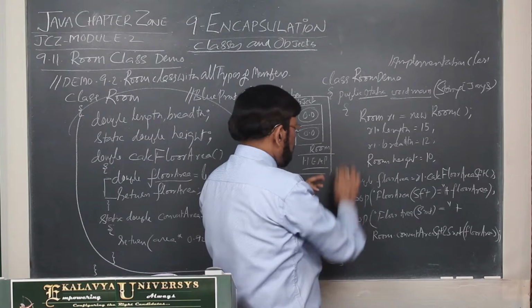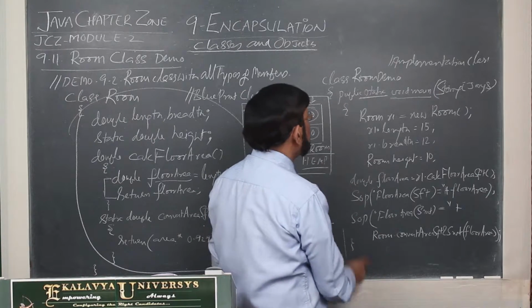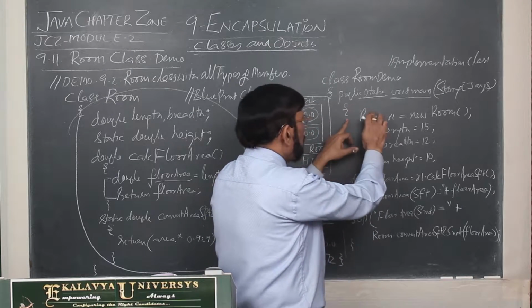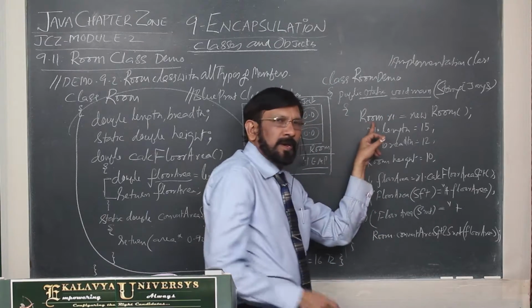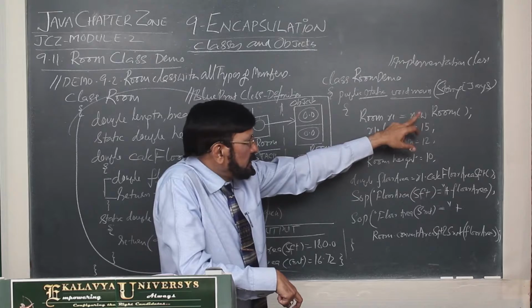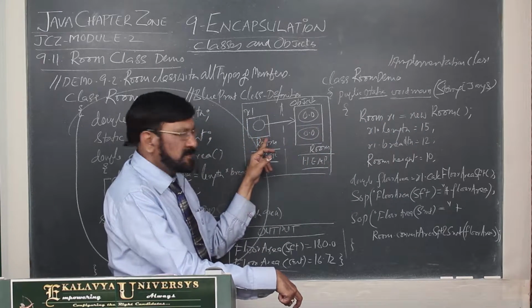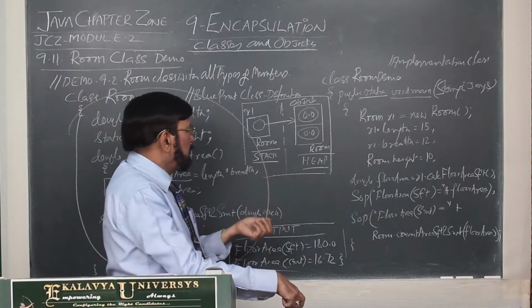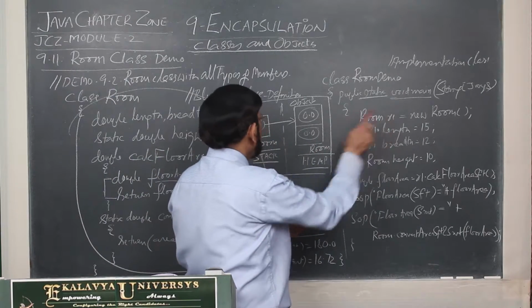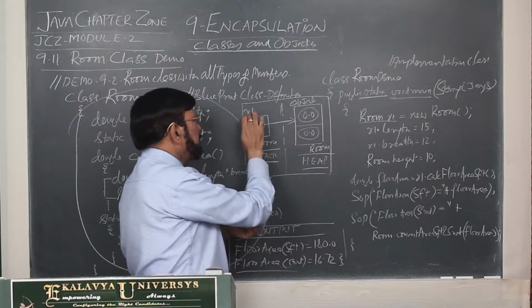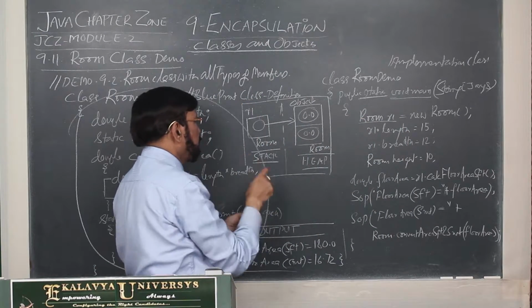Okay. Thereafter, in the main we are instantiating the object R1. Already many times I explained this. However, once again I try to explain. Now we see R1. This is the object reference. First we have defined the object reference R1.